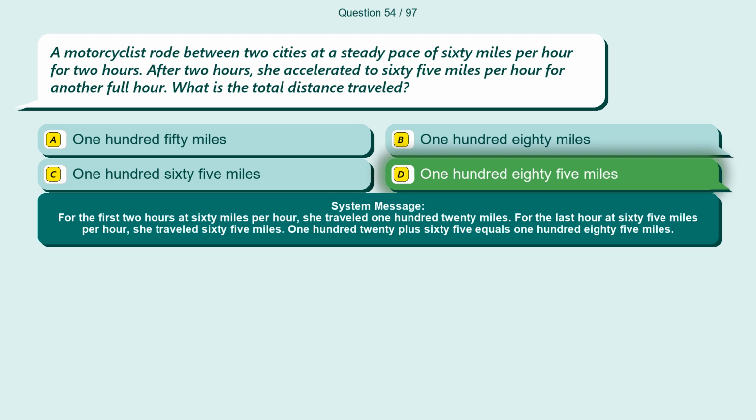For the first 2 hours at 60 miles per hour, she traveled 120 miles. For the last hour at 65 miles per hour, she traveled 65 miles. 120 plus 65 equals 185 miles.